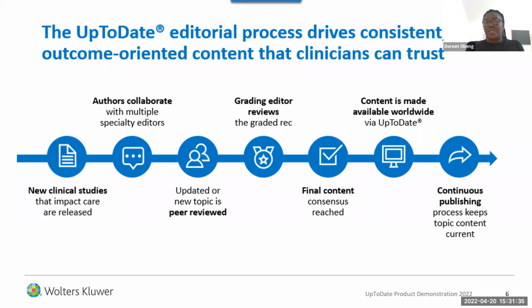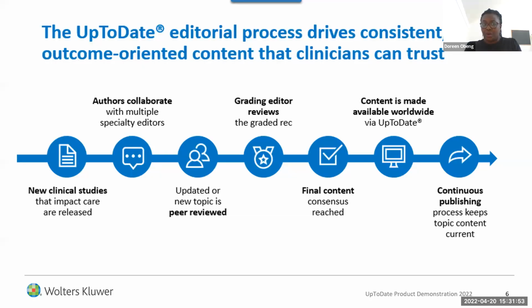I always use this slide just to give you an idea how rigorous the process is behind the content in UpToDate. So when there is a need for a topic, the clinical studies are pulled out from the various journals that we use to find the references for the content. And then this content will be assigned to an author. The author will write the first baselines, and then the peer review process will start. These are all specialists within the specialty.